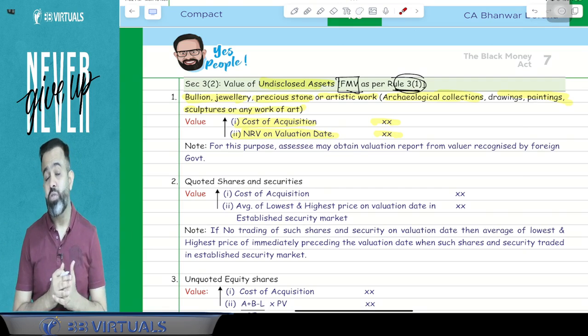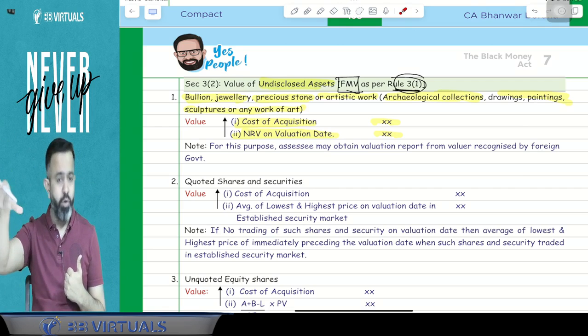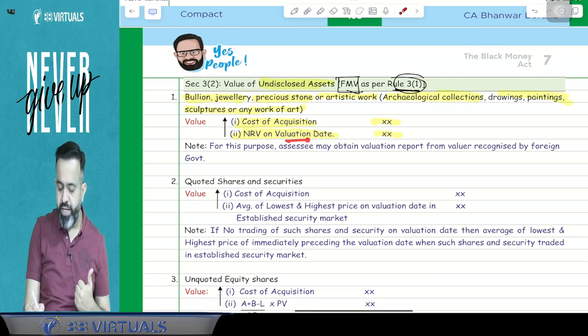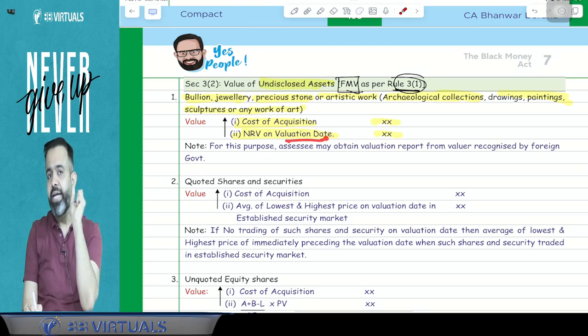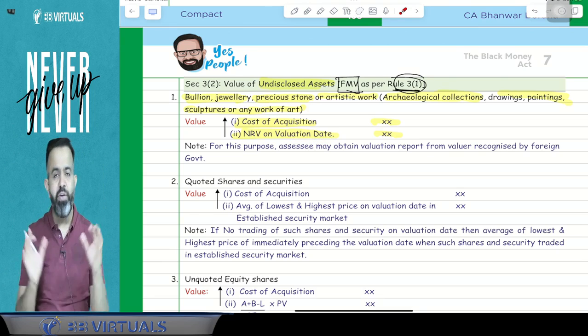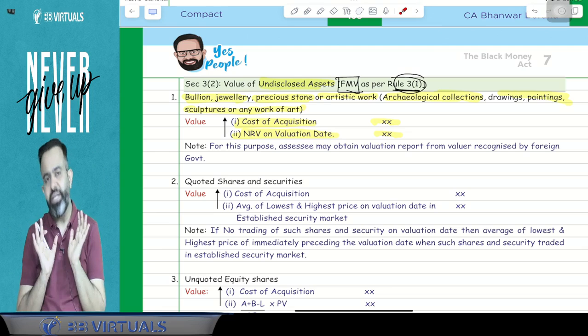So for example, suppose I have purchased jewelry abroad. I have purchased it for 20 lakh. The NRV on the valuation date, meaning 1st April, is 80 lakh. So here 80 lakh and 20 lakh, the higher is 80 lakh. So 80 lakh will be treated as the value of that jewelry.